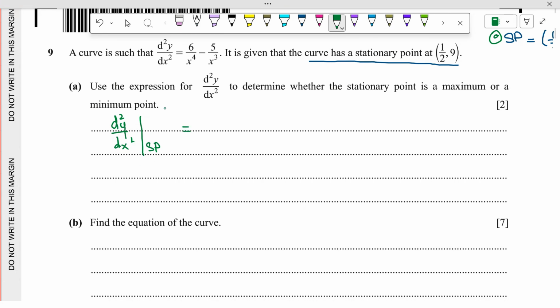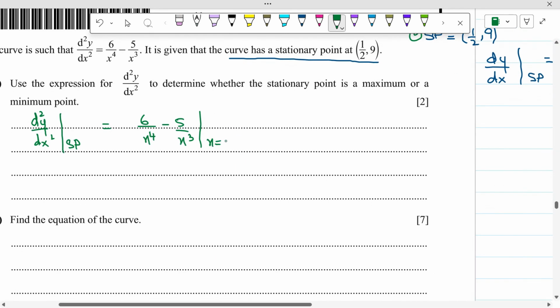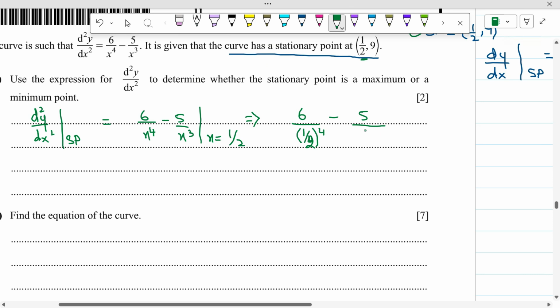So we have the second derivative, which is 6 over x to the power of 4 minus 5 over x cubed. Plugging in the stationary point, we just need to plug in the x coordinate, which is x equal to 1/2. So 6 over x to the power of 4, meaning (1/2) to the power of 4, minus 5 over (1/2) cubed.